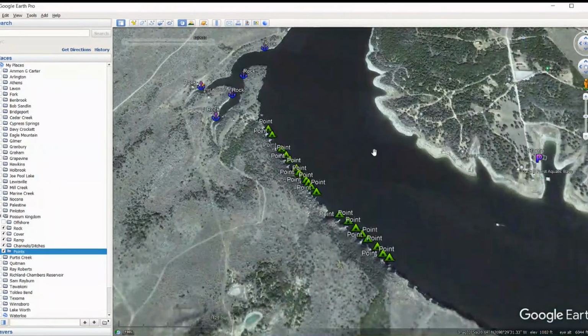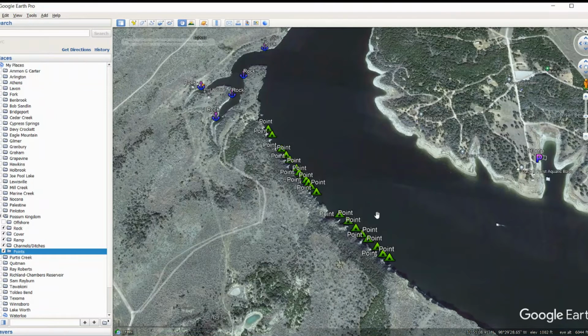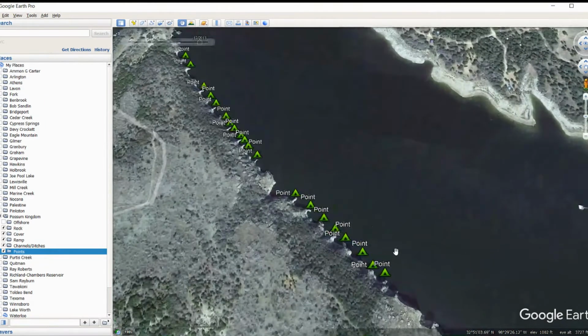Now, as we move down here, I marked these all as points, and it would be super hard to tell you which one of these points is going to be a good point, but I guarantee you one of these, or probably multiple of them, are going to have fish that are setting up on it because it's main lake, main river channel, and it's got really nice points. So it basically establishes a really good ambush point for these fish.